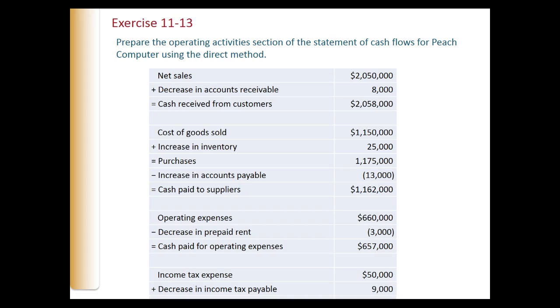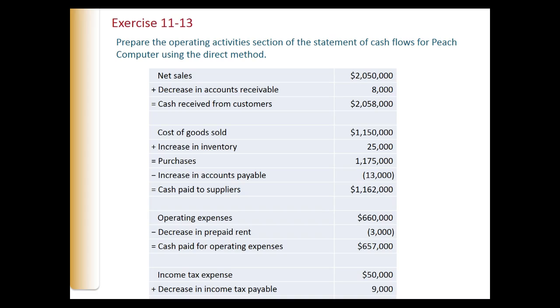Now if we have an increase in accounts payable, we're going to subtract that, because an increase in accounts payable means we used less cash. That cost of goods sold plus an increase in inventory minus an increase in accounts payable is going to equal cash paid to suppliers. Now, that's this example, but if we had cost of goods sold minus a decrease in inventory, we would subtract a decrease in inventory. That's going to equal our purchases.